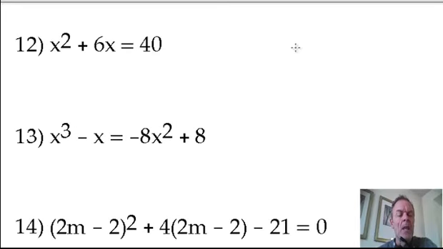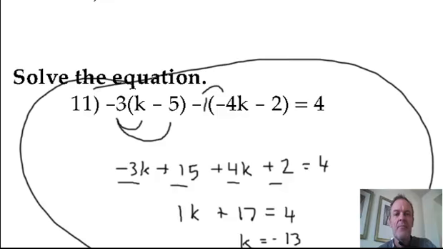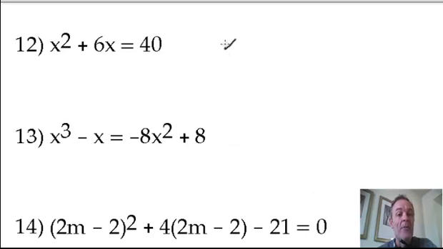Now anything more than just a single letter, like we had k in the last one, we're now doing an x squared. The one after that is an x cubed. So you always have to set them equal to 0 to solve these. I didn't in the previous one, I just basically found that k equals negative 13. That was it. Now for this one, I'm going to have to do this.